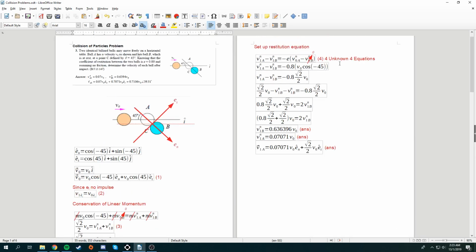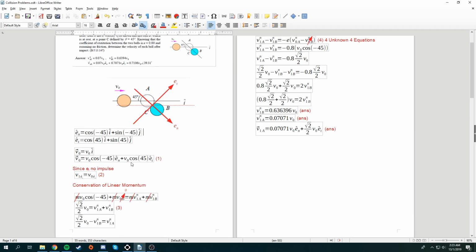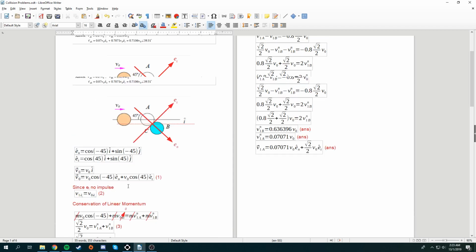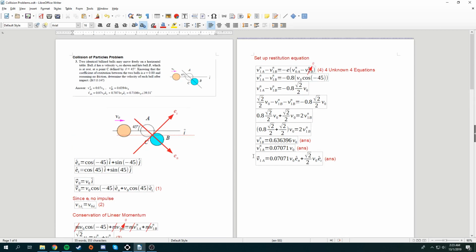Realize that we have 4 equations and 4 unknowns. Over here we have the first unknown, which is v0. The second unknown is v1A. Next, we do not know what v1A in the normal and v1B in the normal are. So 4 equations, 4 unknowns. With this, we just do the math and can solve for these unknowns. So just look at the solution, the workings which I put up over here.